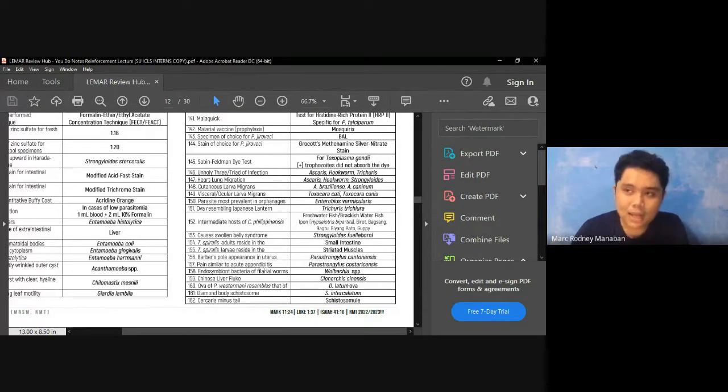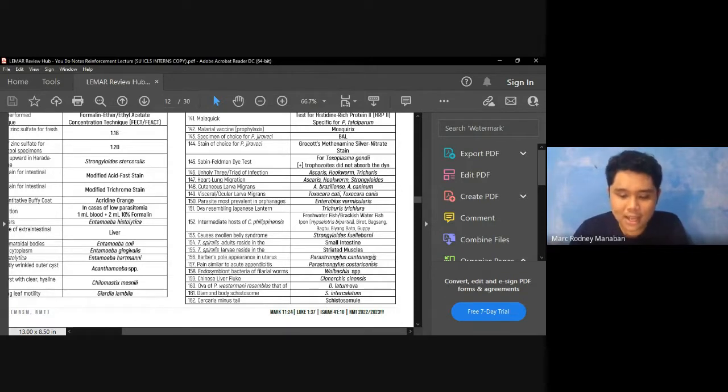Alright, okay. Next, you have the endosymbiont of filarial worms, your Wolbachia. Take note of that. This is a bacteria that helps the filarial worms proliferate or mature. Barber's pole appearance: Angiostrongylus cantonensis, alright? Then, T. spiralis adults are found in the small intestine. T. spiralis larva are found in striated muscles.